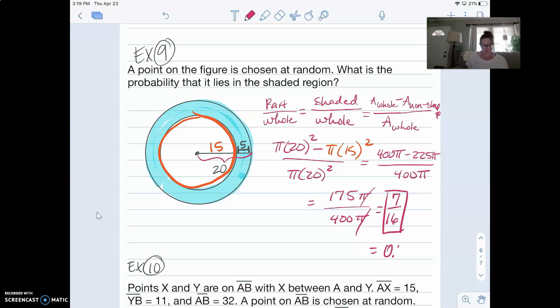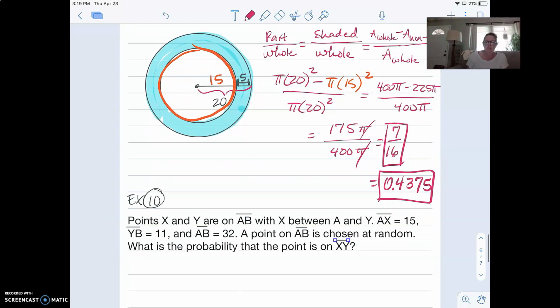a decimal, which would be 0.4375. Okay, depending on what you want to round to, you might want to round that. Okay, so that was kind of complicated. If you're struggling with it on your homework, just come back to it and come see me during our Microsoft Teams meeting, and I can do that with you.